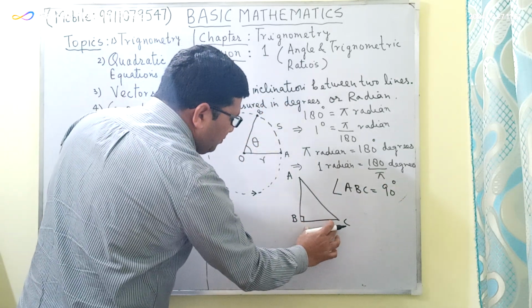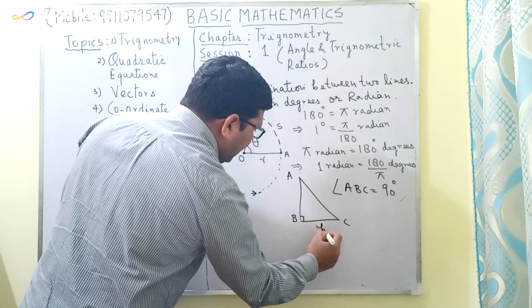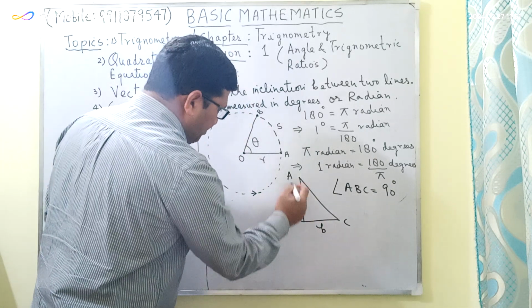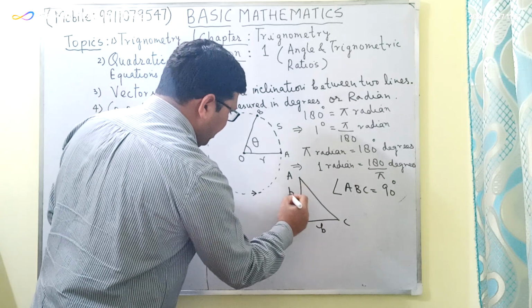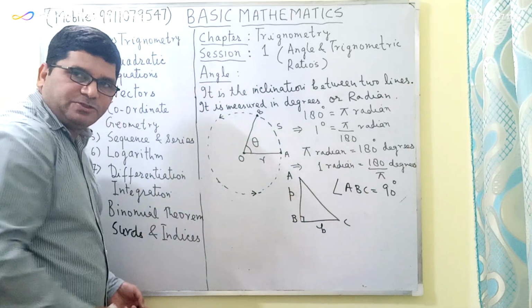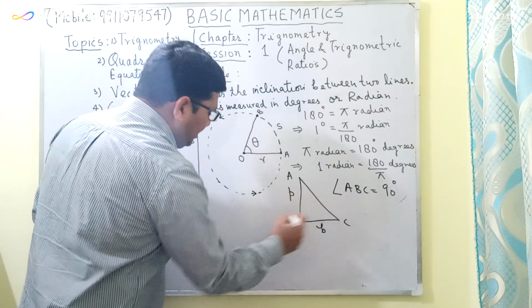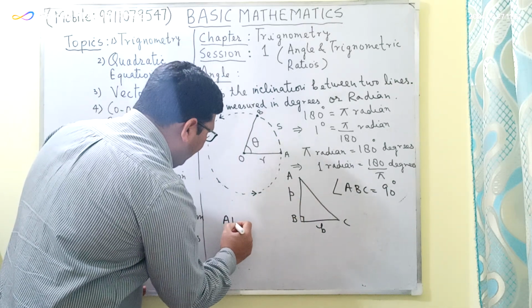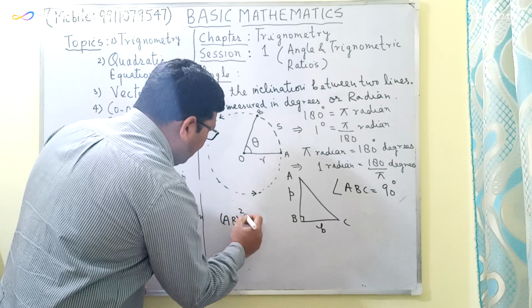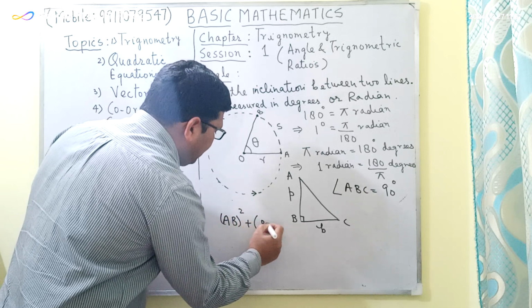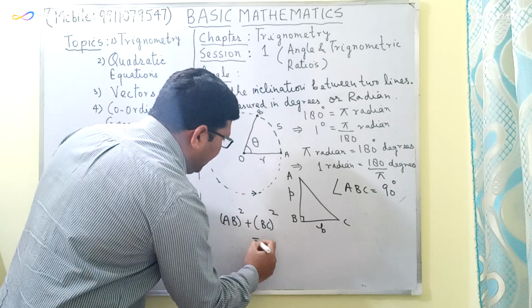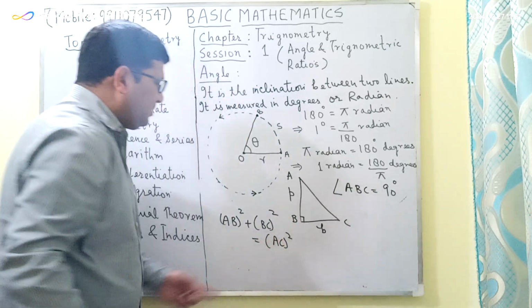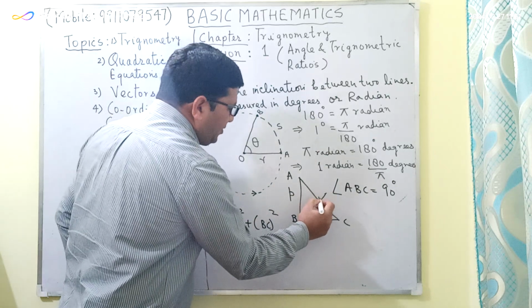Now if I am taking this BC as base, let us say the length of this base BC is b. The length of this perpendicular AB is, let us say, p. So using the Pythagoras theorem, what is the Pythagoras theorem? That is AB square plus BC square will be equal to AC square. This is called the hypotenuse.